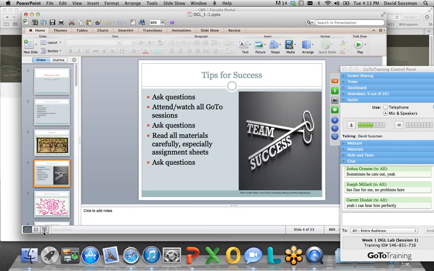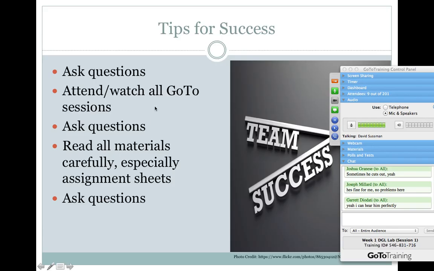Okay, so let's go back to our tips for success. Attend, watch all go-to sessions. The go-to sessions can seem a bit complicated because there are 3 that you're supposed to be either attending or watching every week. One is called a global session. It's not hosted by me. It's hosted by one of the senior members of the DGL staff. That's a session that's held for all DGL students.